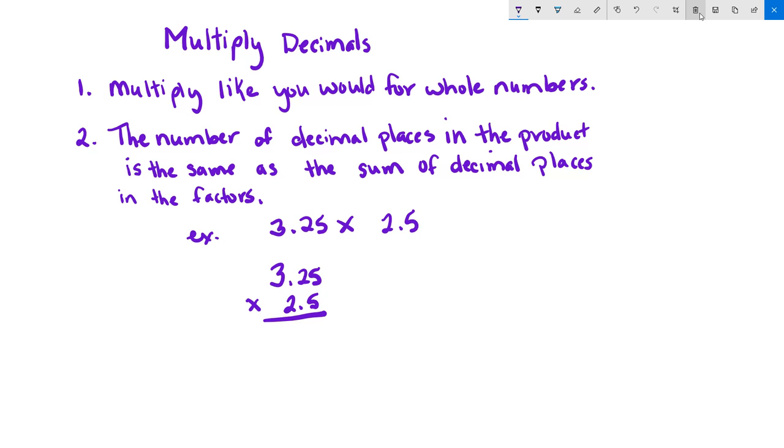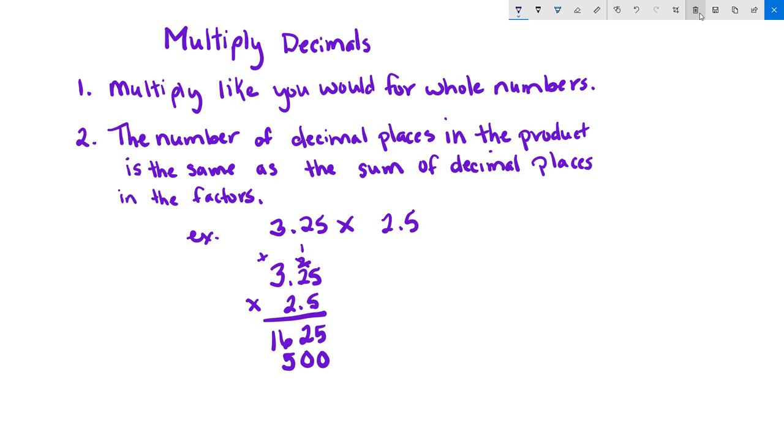5 times 5 is 25, regroup the 2. 5 times 2 is 10, plus 2 is 12, regroup the 1. 5 times 3 is 15, plus 1 is 16. I'm moving over to the next digit now, so I'm going to put my placeholder. 2 times 5 is 10. I'm going to regroup the 1. 2 times 2 is 4, plus 1 is 5. And 2 times 3 is 6.